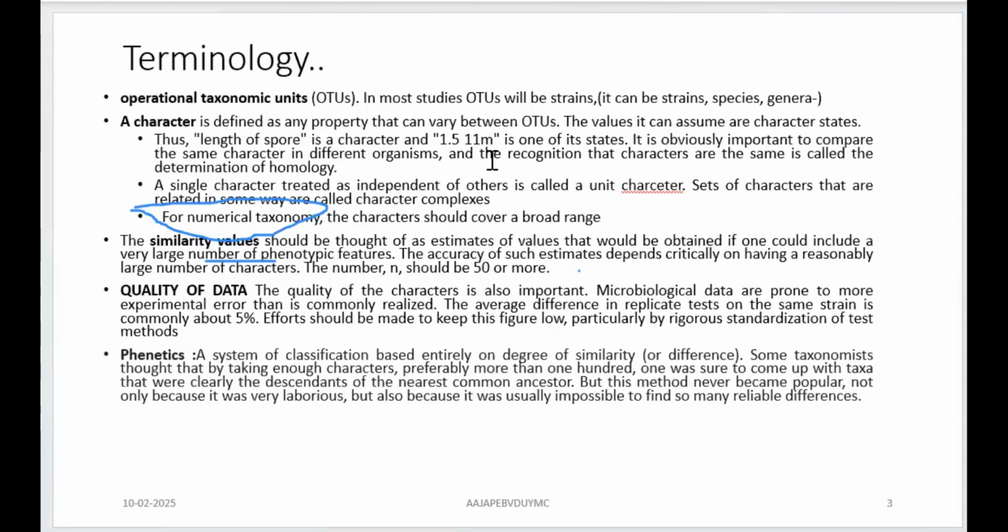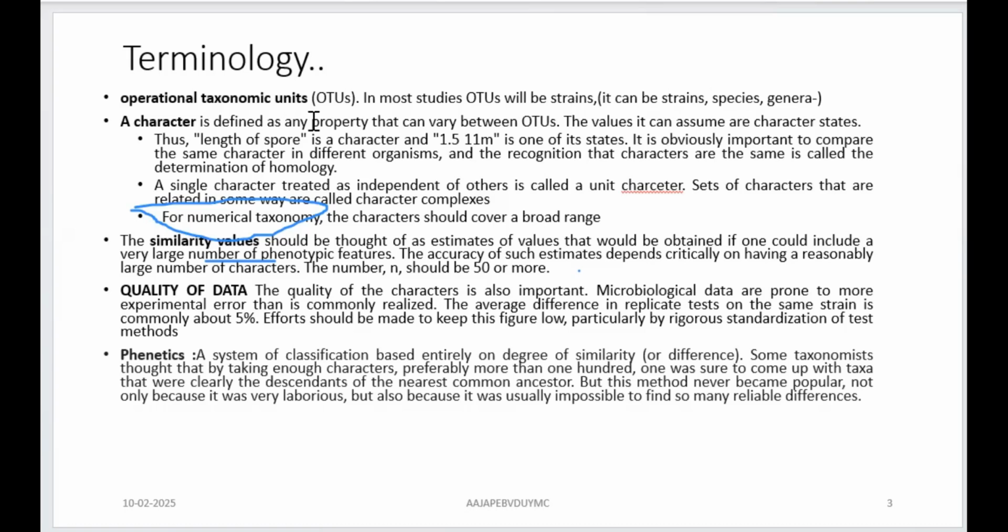Right, here other points are there to be remembered. Operational taxonomic unit, OTU. So an OTU can be a species, a strain, or a genus. These are different levels in the taxonomical hierarchy, we know, and each of these can be referred to as an operational taxonomic unit. At different levels you are going to work. When you consider a strain-level OTU, it is the highest level of classifying the organisms, where minute differences are also taken into consideration, and the organisms are separated into different strains.